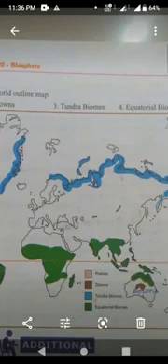Next, third one is the Tundra biomes. Tundra biomes, you can see in the border, isn't it? Asia, Europe, and near Greenland also. Wherever the blue color line, that is the Tundra biomes. There only we can see these Tundra biomes. It is the cold region. Next one, equatorial biomes. Where can you see these equatorial biomes? Near the equator line, isn't it? That is green color. Wherever this green color is colored, that is called equatorial biomes.